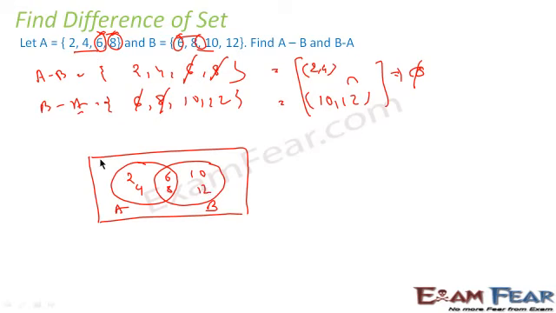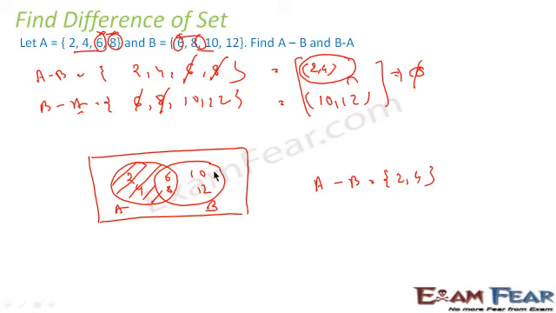So we have seen from the earlier graph, A minus B is this whole set of A minus this portion, because this is a common portion. So A minus B is this area, correct? From this graph we see A minus B is equal to 2, 4. And from the earlier explanation, what we got for A minus B is also 2, 4.